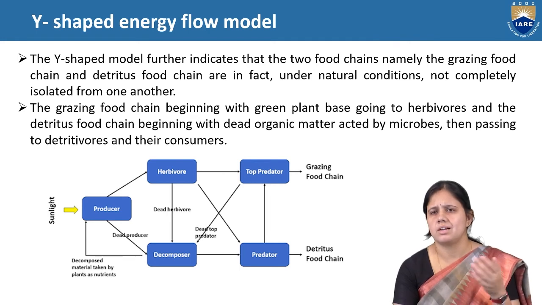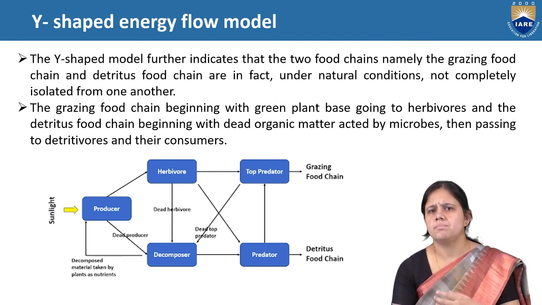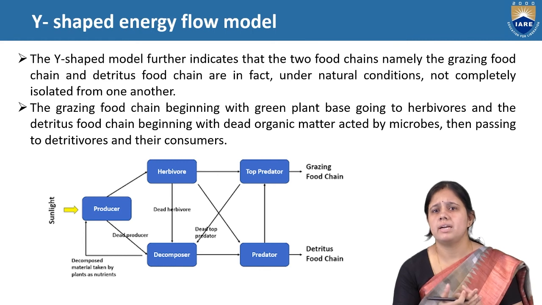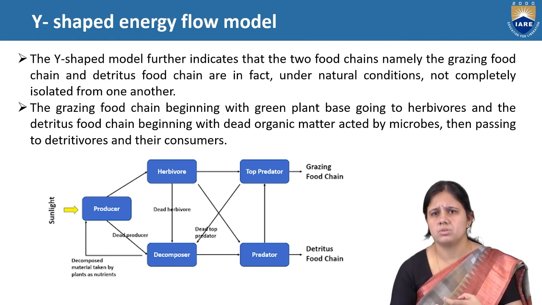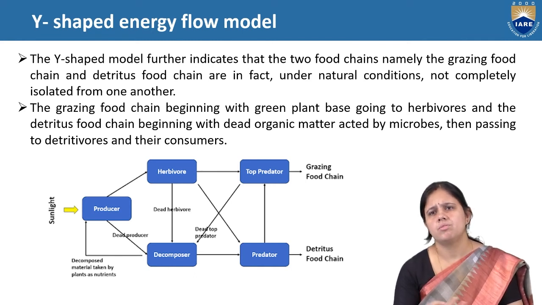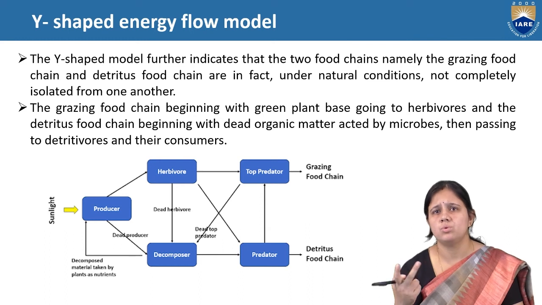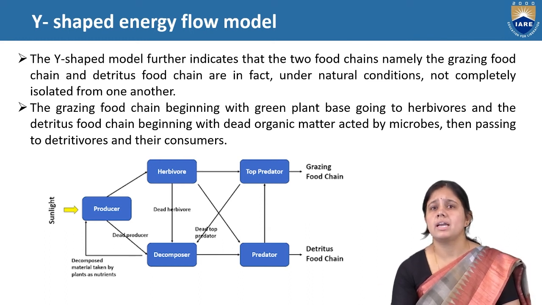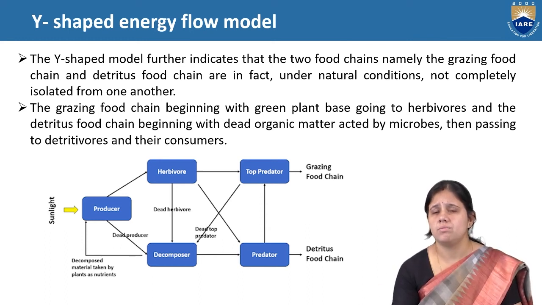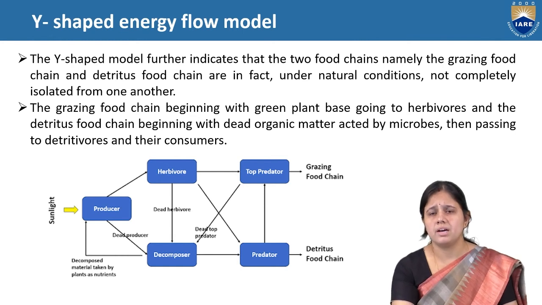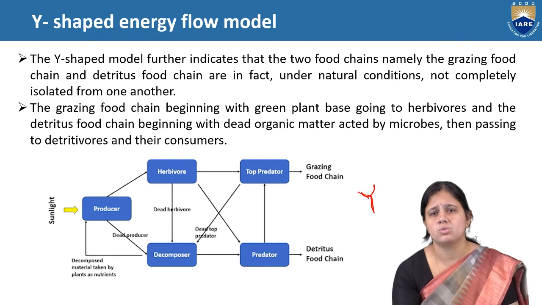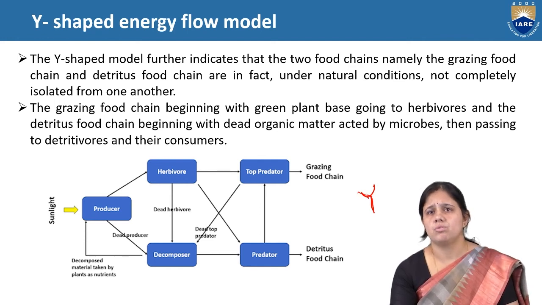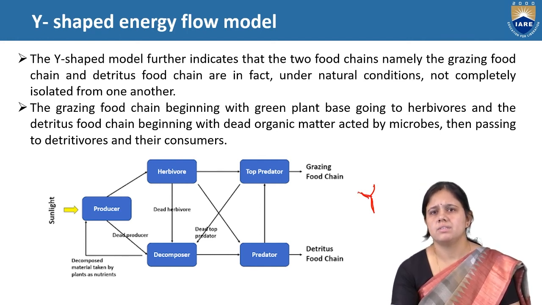As we have studied many times, the decomposer makes material available to the plant as nutrient. These nutrients are again provided to the producer, and the producer again makes energy for the herbivores. So we can say that both energy flow models are interconnected, forming a base like a Y shape. That's why it is called the Y-shaped energy flow model. They are interconnected with each other.